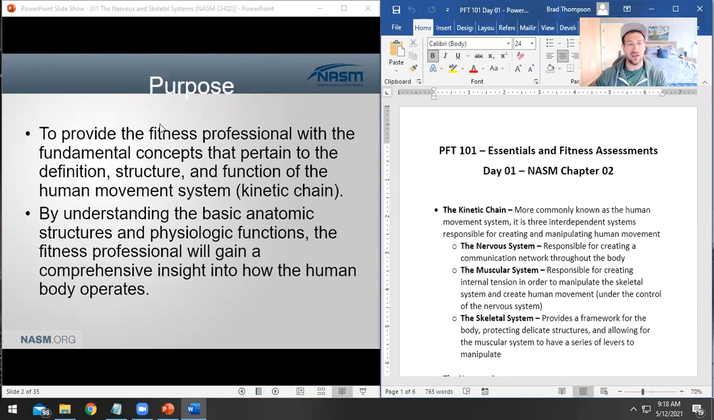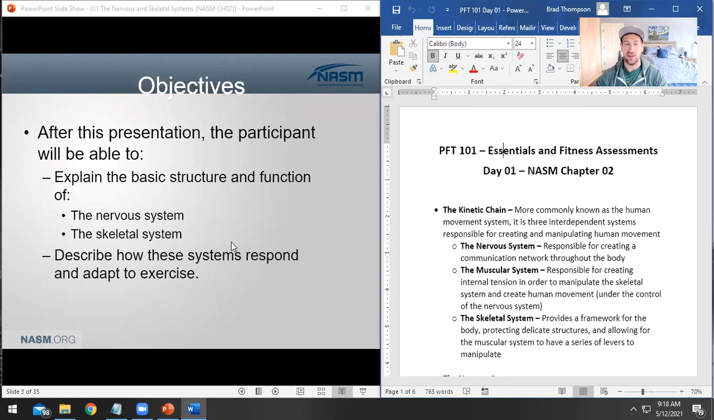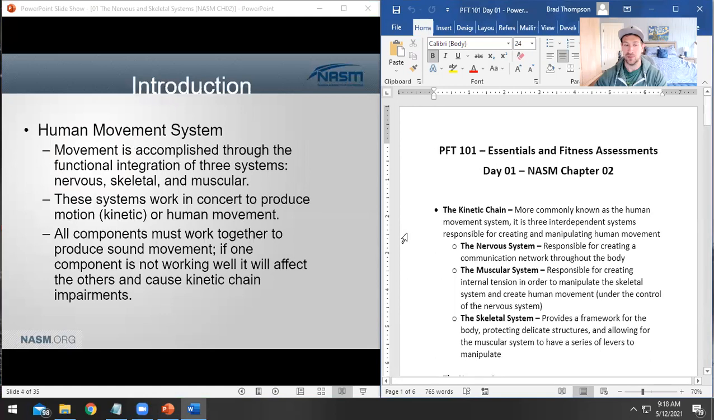So the purpose of this lecture today is to give you guys a pretty good understanding of the structure and the function of the first two parts of the kinetic chain, right? And by understanding that, you'll have insight on how the human body operates. So our objectives today: we want to understand the basic functions of our nervous system and our skeletal system, and then talk about how those systems both adapt and respond to exercise.